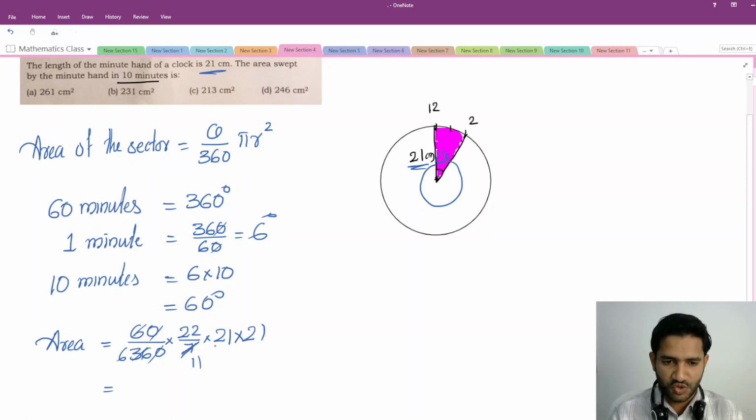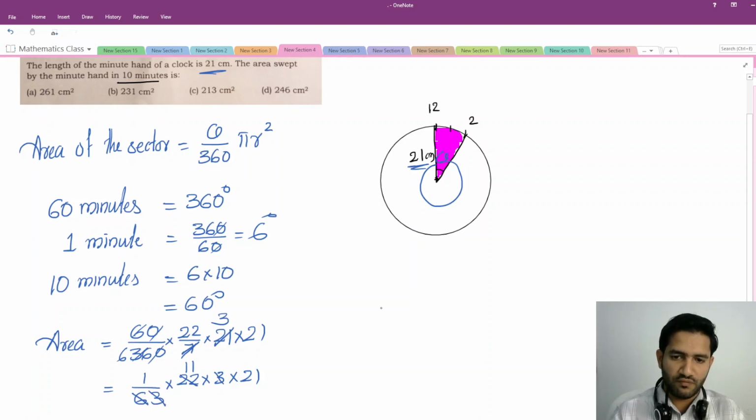So 7 and 21 we can divide by 7. It will be 3. So it will be 1 by 6, 22, 3, again 21. We can cancel 6 and 22: it is 3 times, it is 11 times, both are even numbers. Again we can cancel 3 and 3. Now we want to multiply 11 into 21.